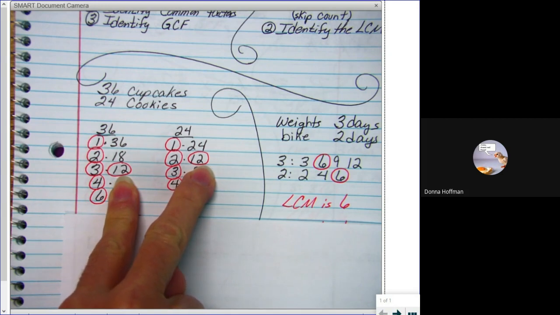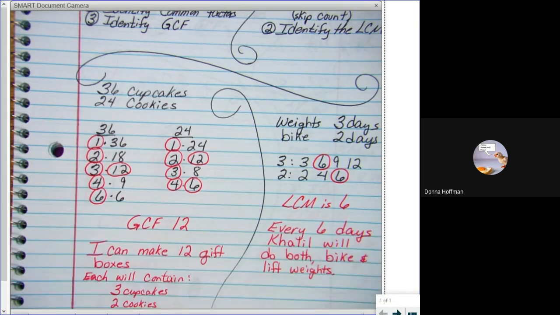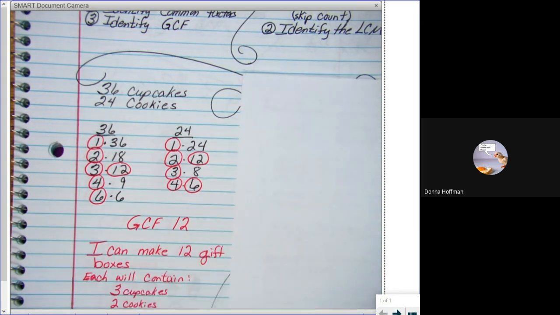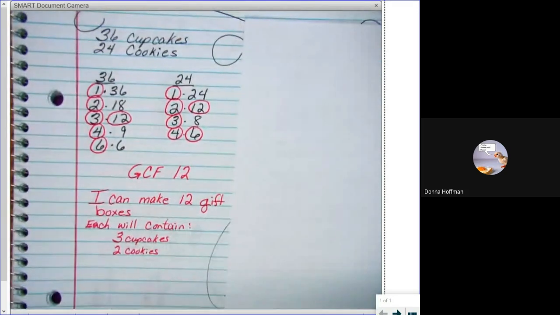But then sometimes they ask a secondary question. They'll say, well, in those 12 boxes, how many cupcakes and how many cookies would be in each box? Well, that's easy to figure out. Just look at the other factor. There would be 3 cupcakes and 2 cookies in each box. You always answer word problems in word answers, and GCF is 12, so I can make 12 gift boxes, and each box will contain 3 cupcakes and 2 cookies.